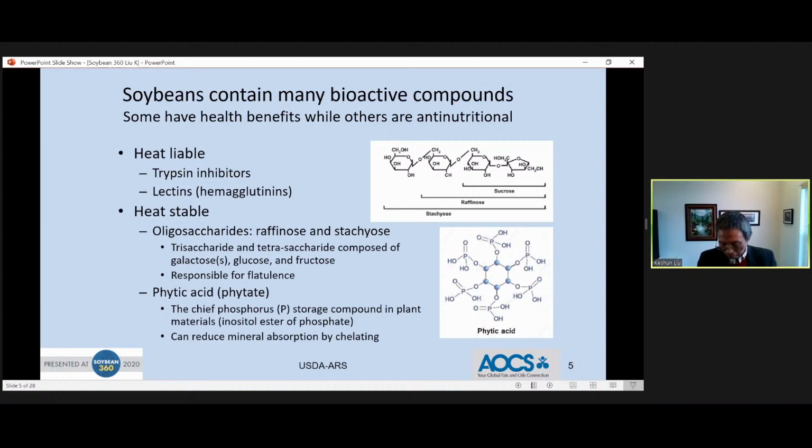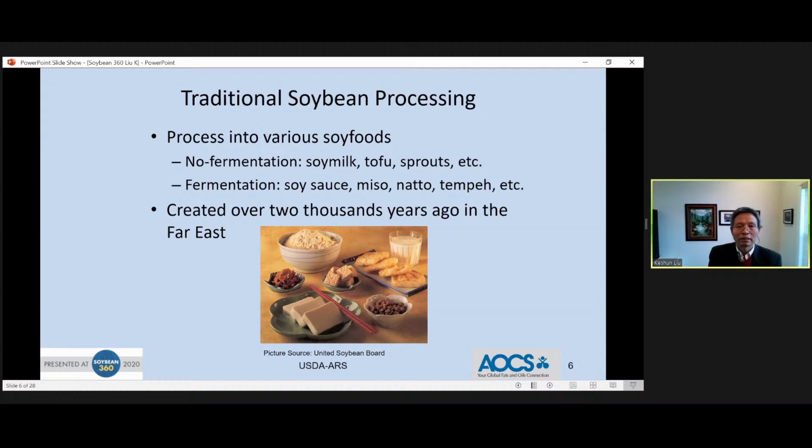In terms of soybean processing, we have traditional processing and modern processing. Traditional soy processing, which was created about 2,000 years ago in the Far East, includes fermented soy foods like soy sauce and miso, and also non-fermented ones, soy milk and tofu. Some of these products have been in the Western market for many years. Here is a picture where you can see different tofu. Nowadays, people are very familiar with some of the soy foods.